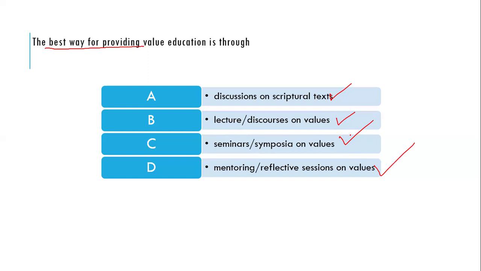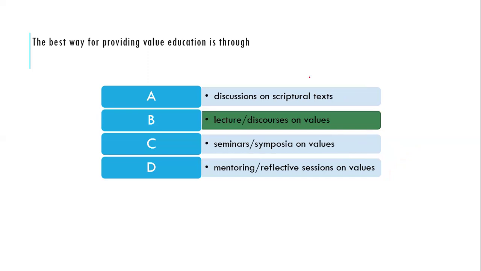Mentoring, seminar or symposium on values, maybe, but students are not completely participating. Discussions on spiritual text or mentoring or lecture, anything can be the right answer here. I don't know. I can't find the best way. It would be either mentoring or reflective session on values, or discussion, or also lecture or discourse on values. Anything among the three can be the right answer. So the answer given is lecture or discourse on values. So it is the best way for providing value education.